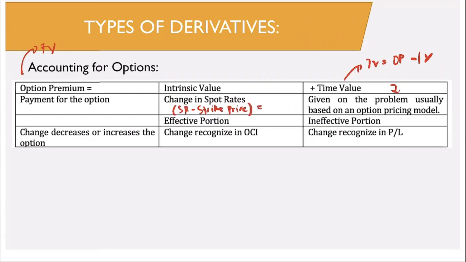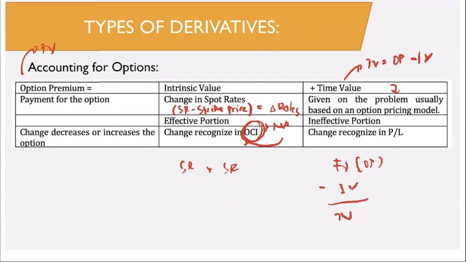We have here your change on your rates. So this change on rates multiplied by your notional amount is recognized in OCI. Change in rates multiplied by your notional amount is part of your OCI. So generally, spot rate versus spot rate lang naman yan. Your time value, how do we compute ulit? Based on your fair value, which is your option premium or your total fair value of the option, less your intrinsic value, then we have your time value. Your time value is your ineffective portion, profit or loss. Take note, effective OCI, ineffective profit or loss.